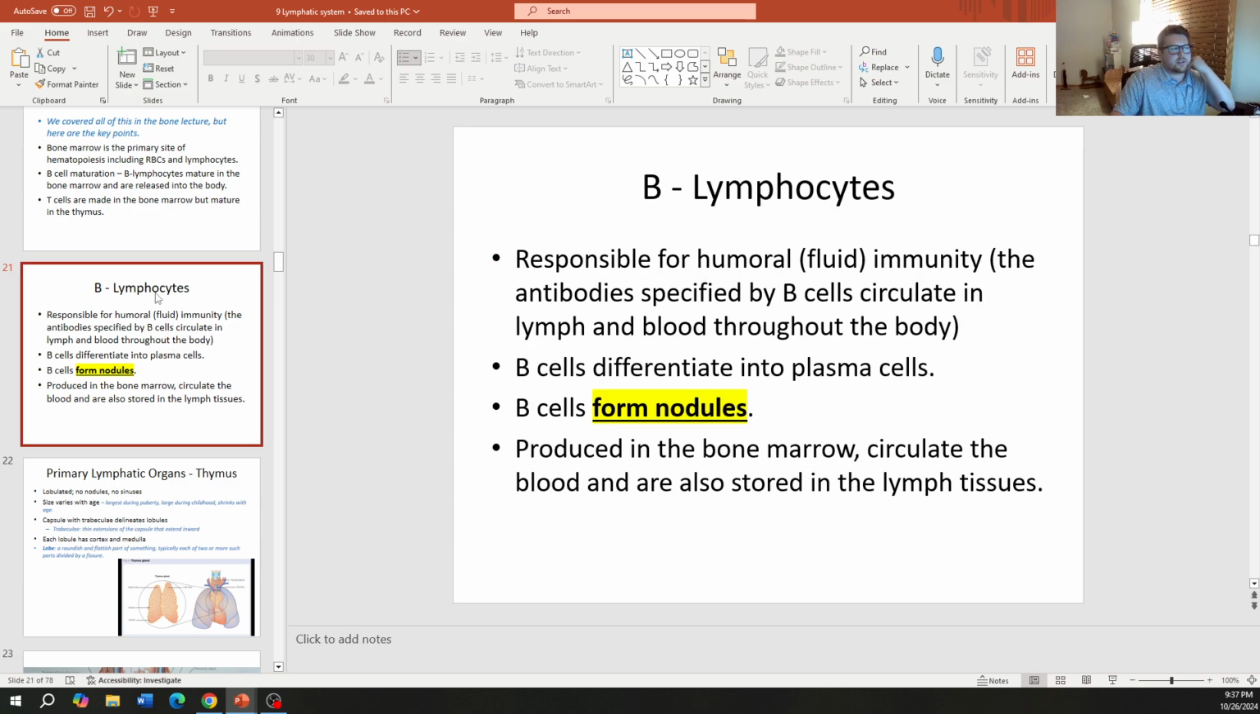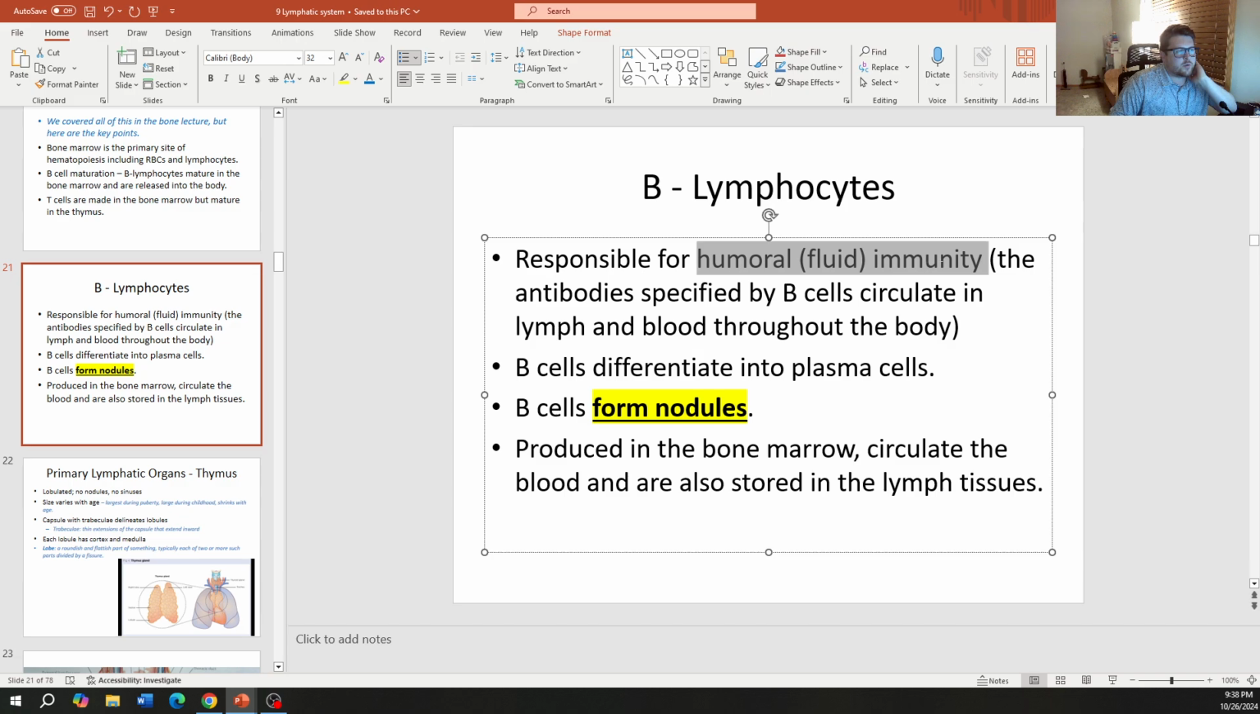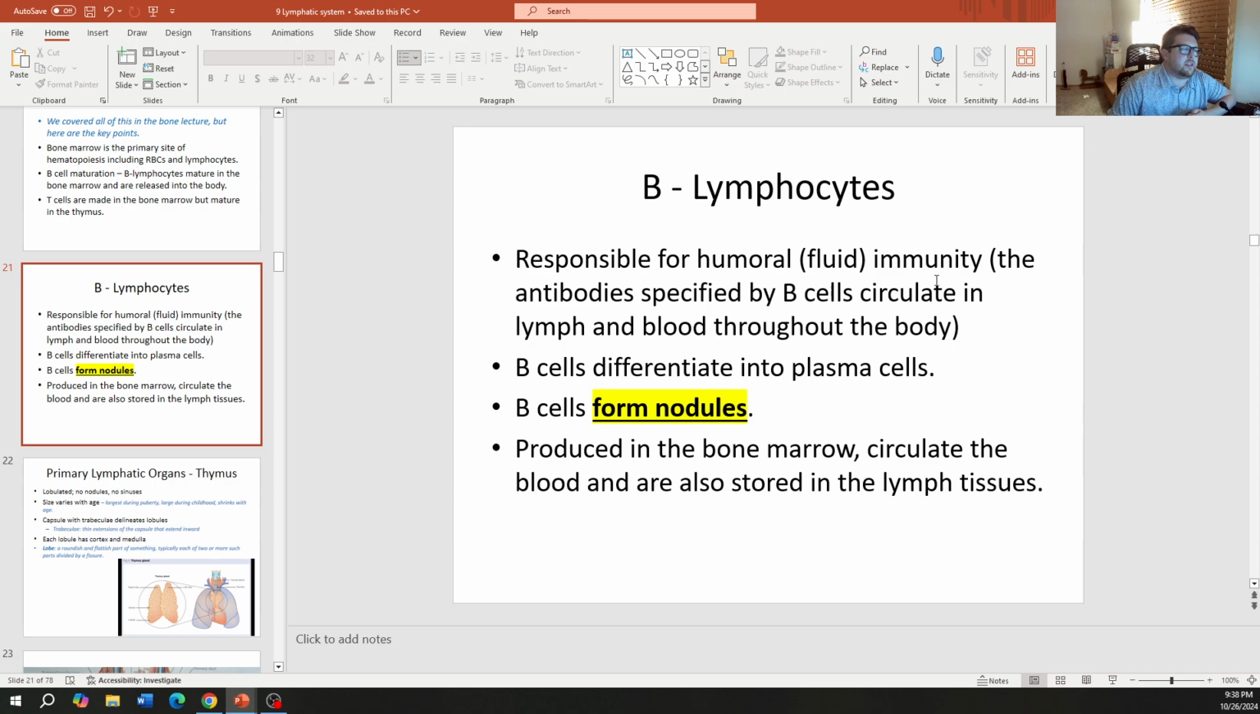Now the B lymphocytes specifically, these are responsible for what is called humoral or fluid immunity. It just means that it's directly related to the blood. Okay, it's through the bloodstream, through the lymph system, through the fluid system, that we have this type of immune response. Okay, specifically B cells.